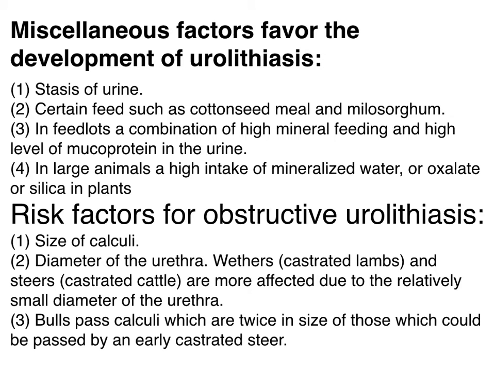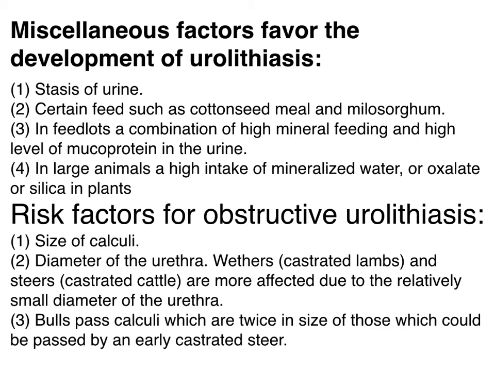ركود الإدرار stasis of urine, certain features such as cottonseed meal and milo sorghum in feedlots, a combination of high mineral feeding and high level of mucoprotein in the urine, large animals high intake of mineralized water or oxalates or silica in plants. Risk factors.